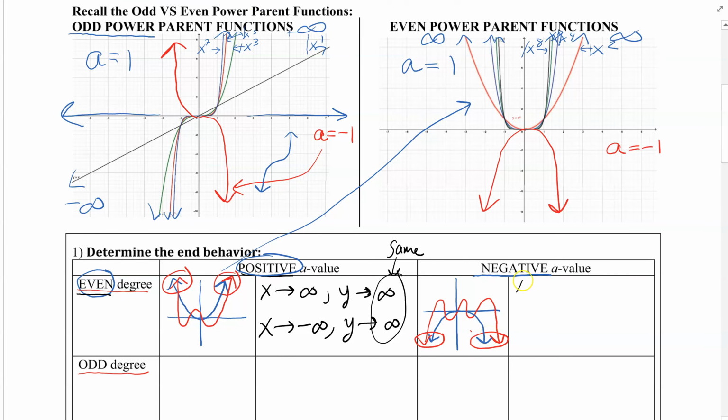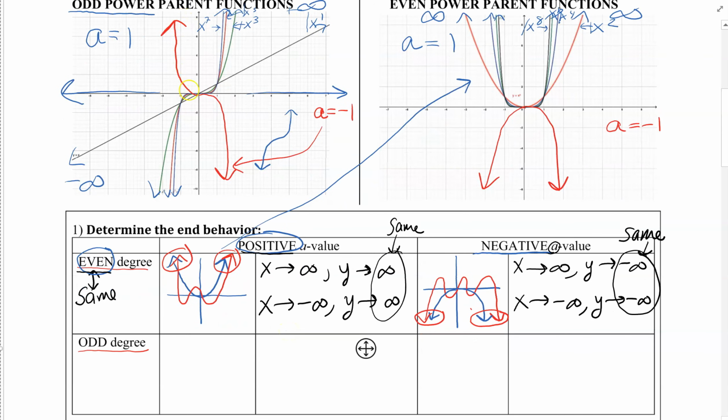So we say this, x going to positive infinity. Well, if the a value is negative, then the y values will go down to negative infinity. And the same will be true on the left. As x goes to the left, the y values still drop down to negative infinity because it was an even degree, so the end behaviors on the right and left will be the same. So I want you to always put these ideas together. Even degree, same end behavior. Okay?